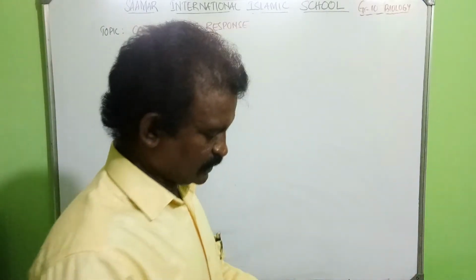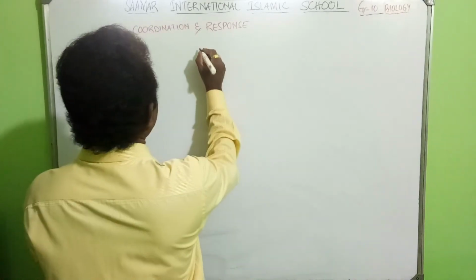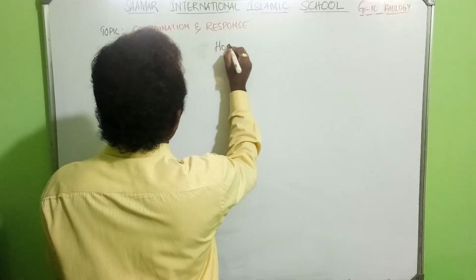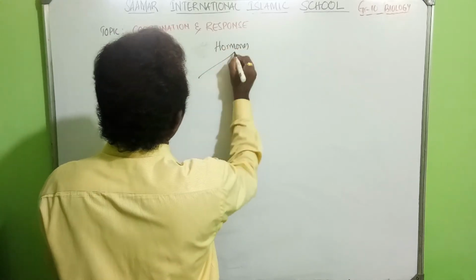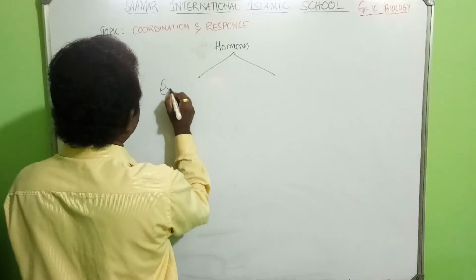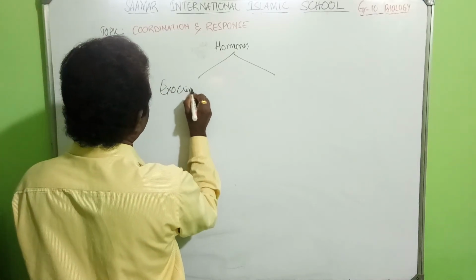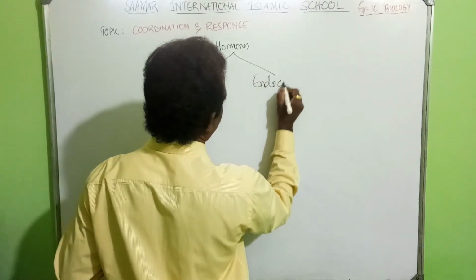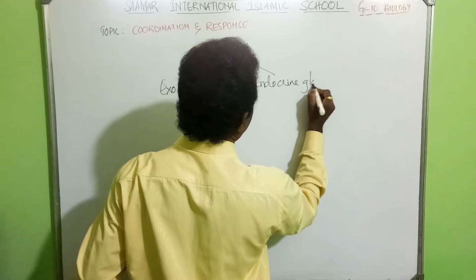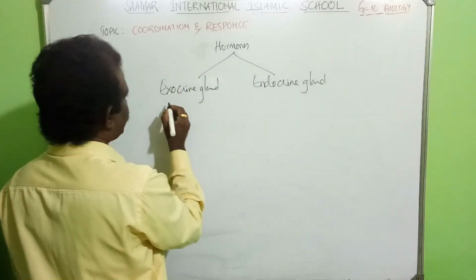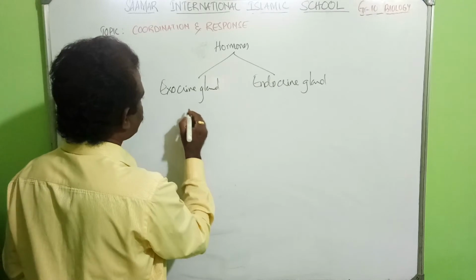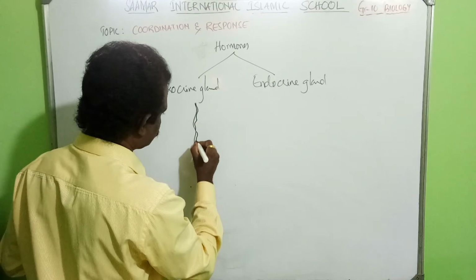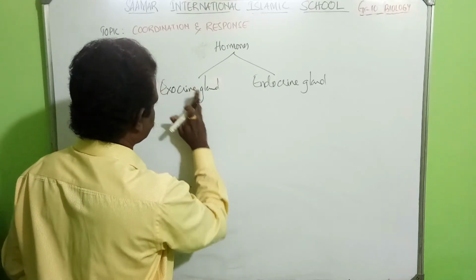Now, the endocrine system is controlled by hormones. Okay, hormones. Glands are of two types: exocrine gland and endocrine gland. Okay, we have two glands here, exocrine and endocrine. Here the difference between exocrine and endocrine is that we have a duct. I will draw this clearly.